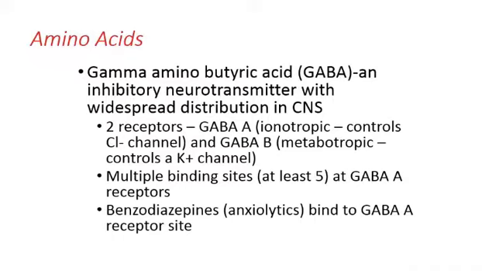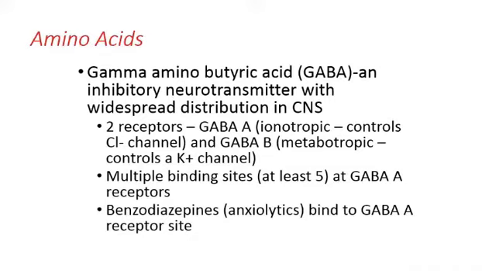GABA, or gamma-aminobutyric acid, is an inhibitory transmitter with widespread distribution in the central nervous system. It's probably the principal inhibitory neurotransmitter in the central nervous system. So very important to know that GABA is inhibitory and glutamate is excitatory. There are 2 GABA receptors, GABA-A, which is ionotropic and controls a calcium channel, and GABA-B, which is metabotropic and controls a potassium channel.